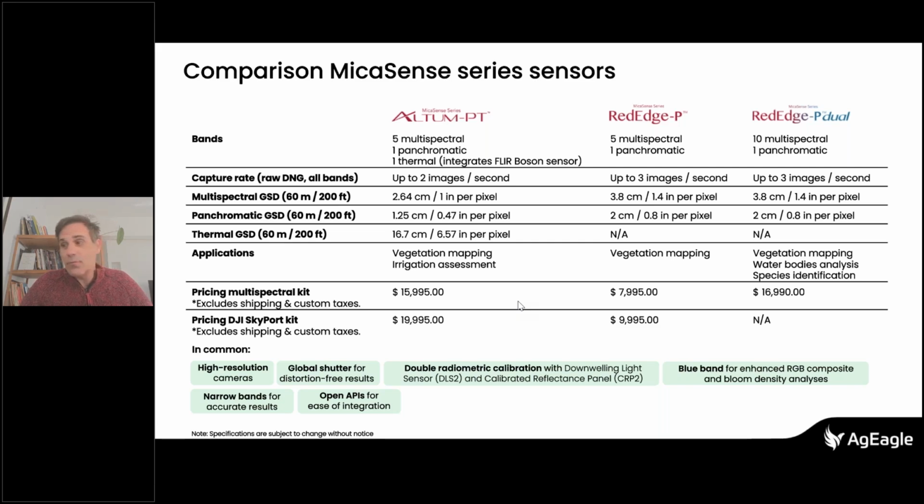Why would you need the Altum-PT? I got one here. I'm very happy with it. It's big. It's quite a big boy. Actually, it's also a little bit heavy. I did some flights with it this week with a Matrice 300 over a natural area, and the quality of the imagery is awesome. Also, the brightness of the image is a lot different than just a normal RGB camera, right? We can get into discussion on what the real differences are here.